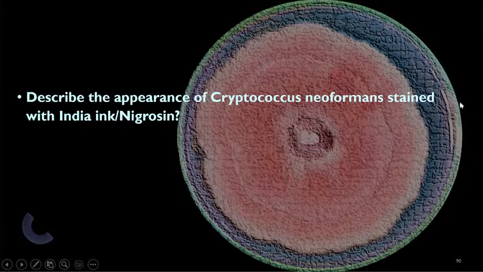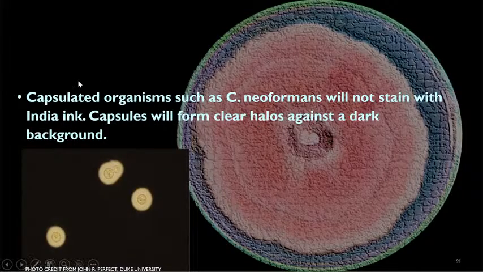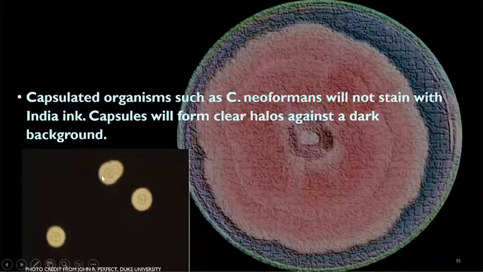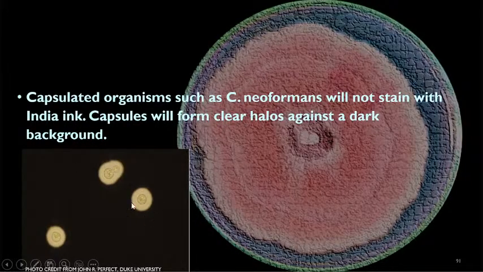Describe the appearance of Cryptococcus neoformans stained with India ink, or the background rather. It looks like an encapsulated organism. Obviously, this is what it looks like. This is from the University of Utah, okay? From Aerop Laboratories, okay? Para hindi tayo ma-demonetize, Mark. This is credits to the University of Utah for giving us this one. Capsules will form clear halos against a dark background. So what are we staining? We are not staining the organism. This is a background stain, or what we call a relief stain. Because we're not staining the actual organisms, we're staining the background.